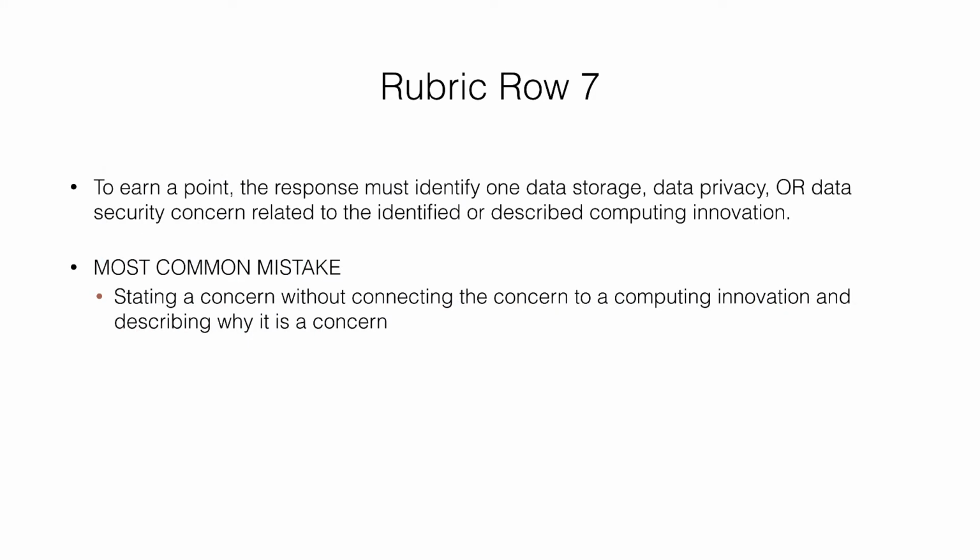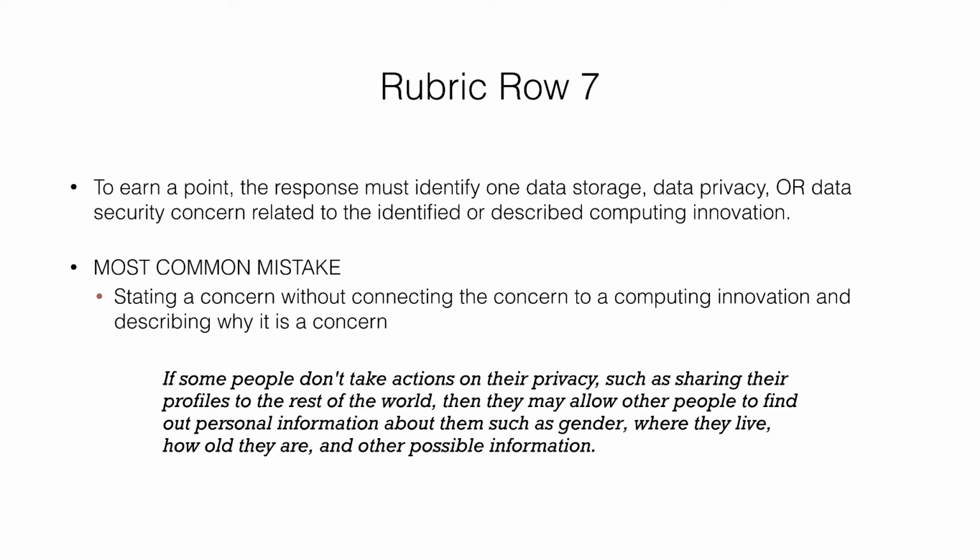The most common mistake is they talk about a concern, but they don't connect that concern to the computing innovation and describe why. Why is it a concern? So here's a general concern that you might see. If some people don't take actions on their privacy, such as sharing their profiles to the rest of the world, then they may allow other people to find out personal information about them, such as gender, where they live, how old they are, and other possible information. Okay, why is that a concern?